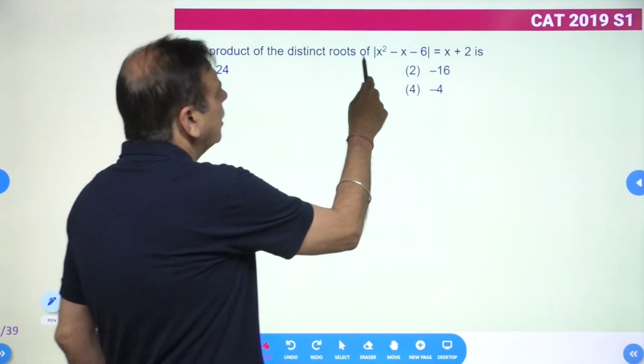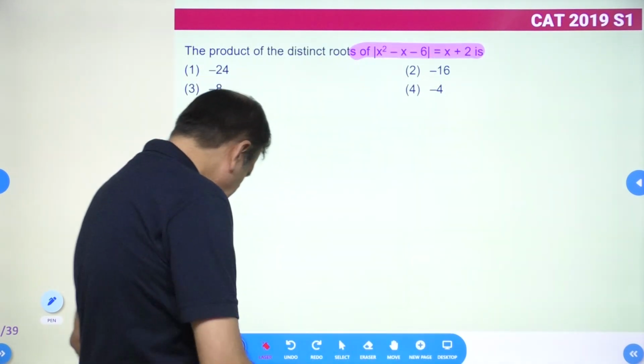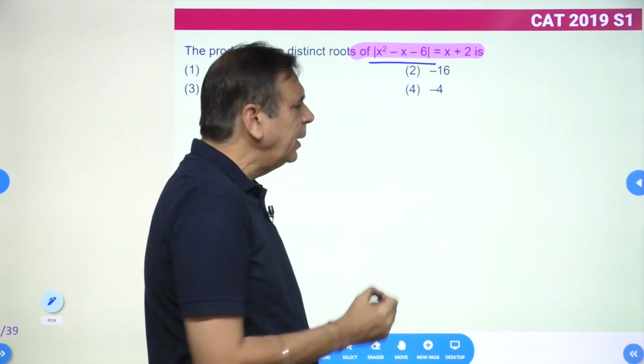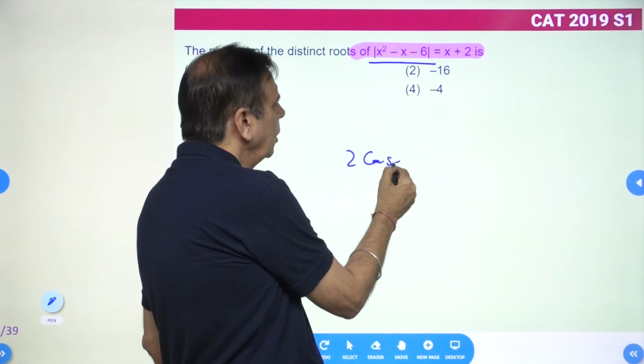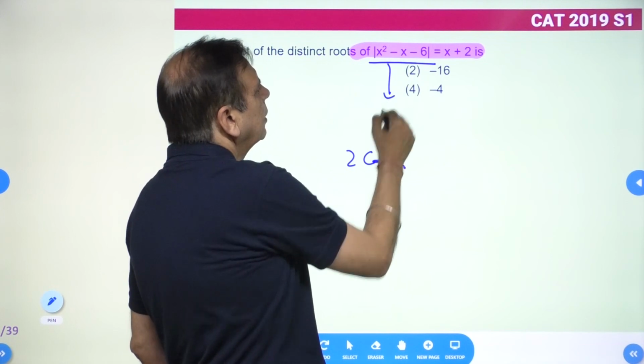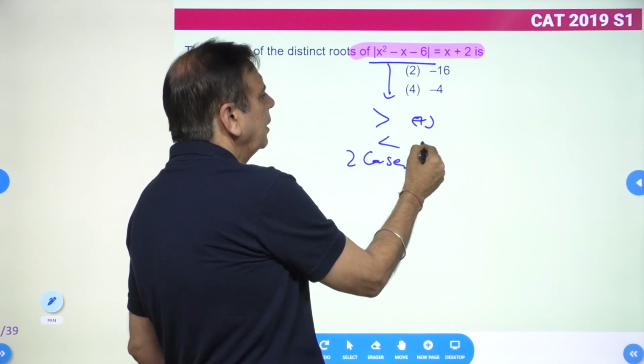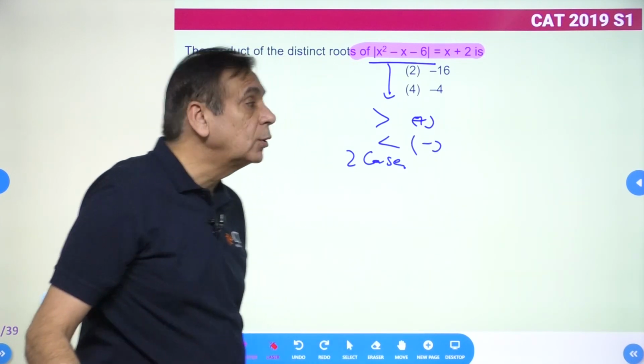The product of distinct roots of this equation is how many? Quadratic has come, and more than quadratic, a mod has come. That means two cases. One case, you will say this is greater than 0, so that means positive. Second, less than 0, the negative case. So we'll need to look at two cases.